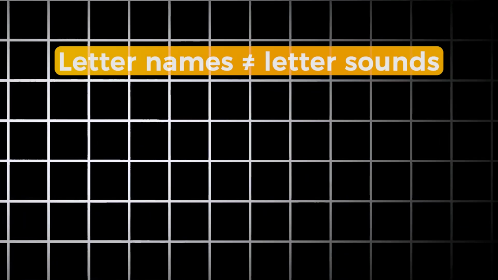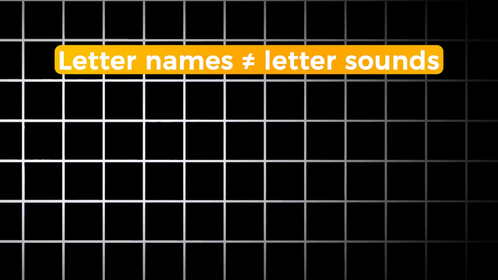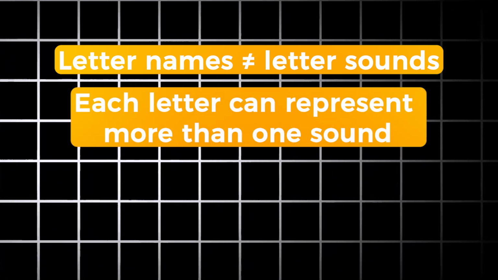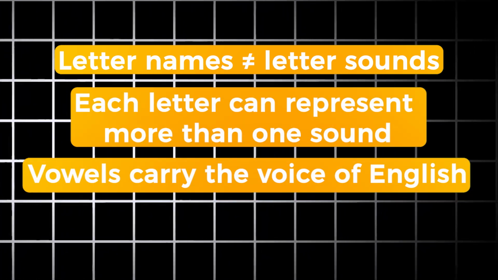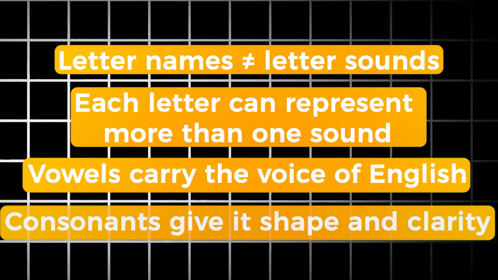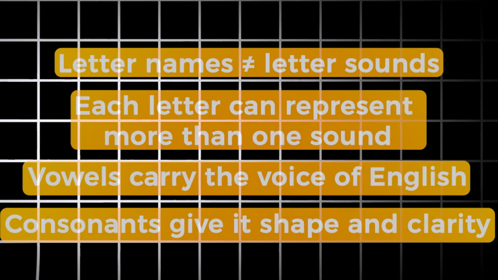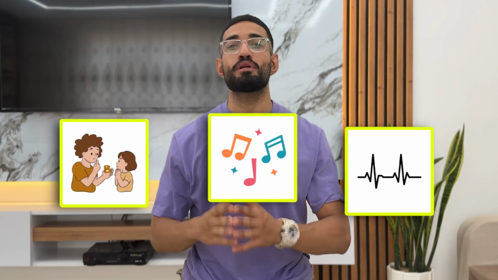Now, let's review what we learned today. Letter names are not the same as letter sounds. Each letter can represent more than one sound. Vowels carry the voice of English, consonants give it shape and clarity. When you combine them correctly, you create rhythm, melody, and articulation, the 3 pillars of great pronunciation. Try listening to short sentences, mimicking rhythm and stress. That shadowing technique helps your brain connect letters, sounds, and real speech naturally.